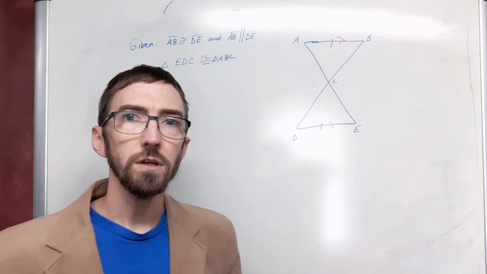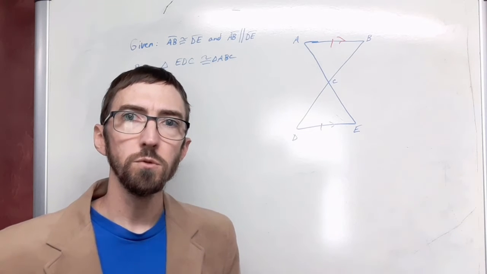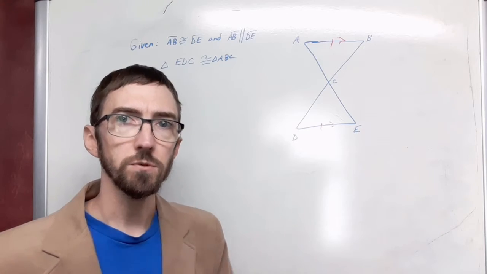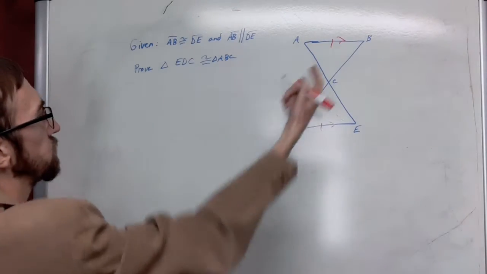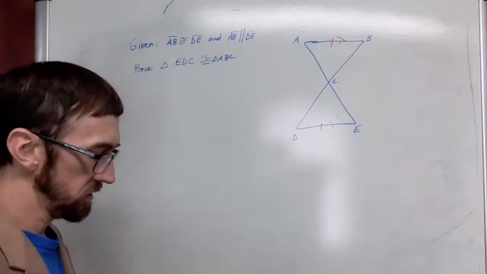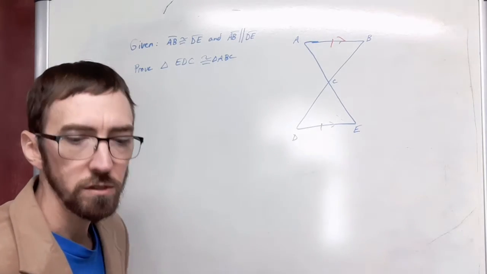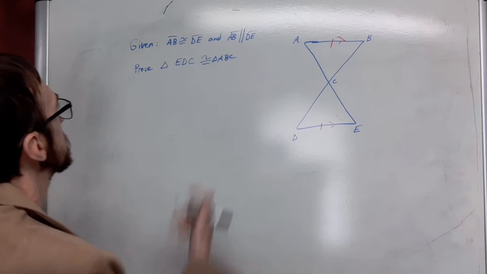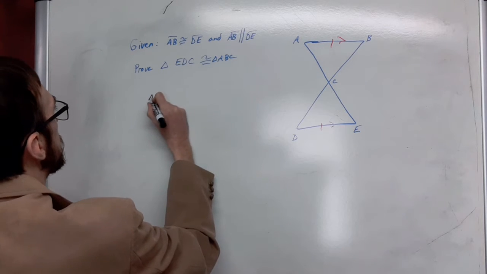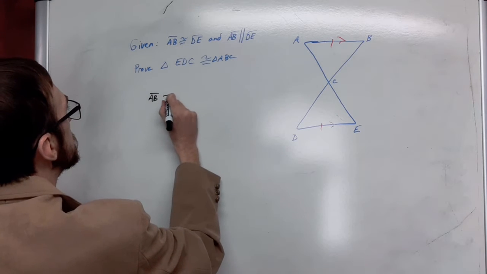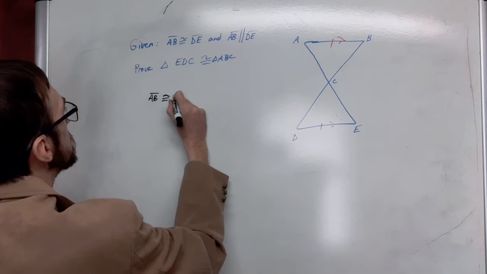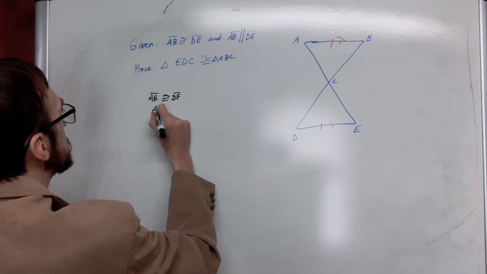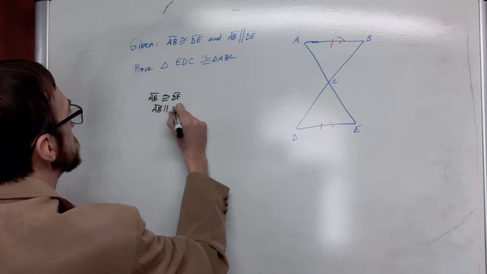First of all, we are going to start with our givens and move through a two-column proof to prove that these two triangles are congruent. So we've marked our diagram here, and now we will set up our columns. On the left-hand side, AB is congruent to DE, and AB is parallel to DE.